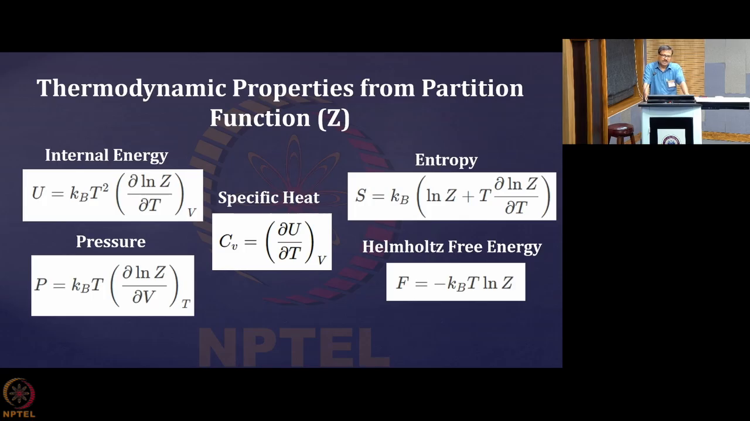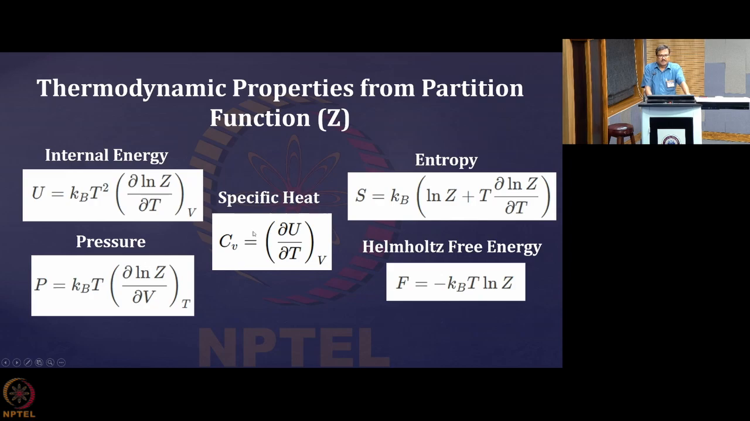So once you know the variation of Z as a function of temperature, you can find the internal energy using the first formula. Then comes the specific heat. Once you know U as a function of temperature, then del U del T at constant V will give you the specific heat at constant volume. Similarly, you can find the specific heat at constant pressure. Now, from the partition function, the variation of pressure as a function of temperature you can find using the formula written over here.